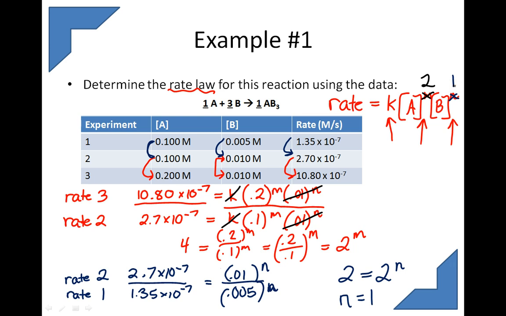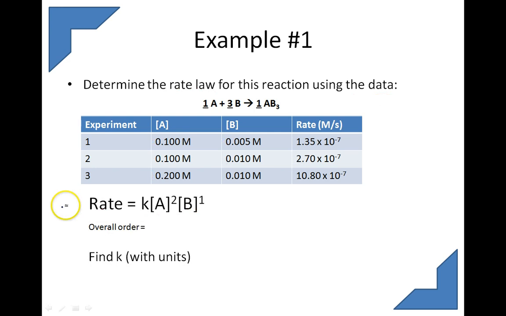Okay, we're halfway there. We're 2/3 of the way there. We have found the orders for A and for B. Now our goal is to find K. So let's get this cleared off.